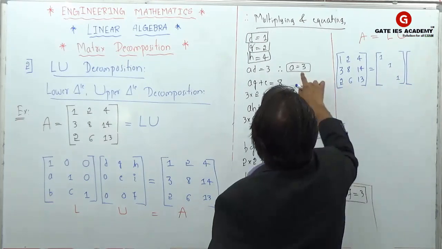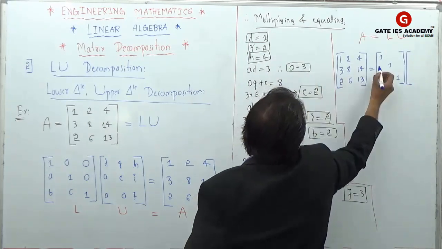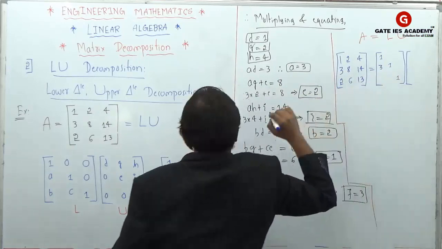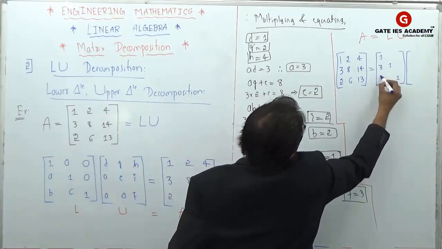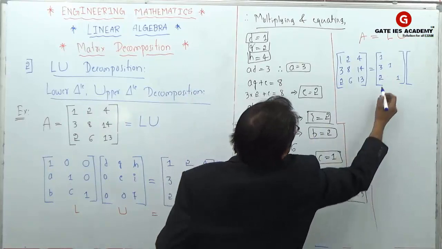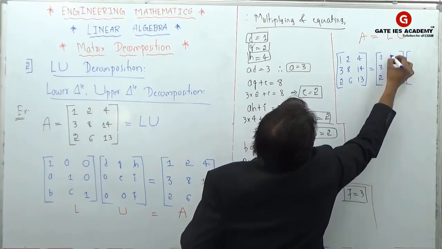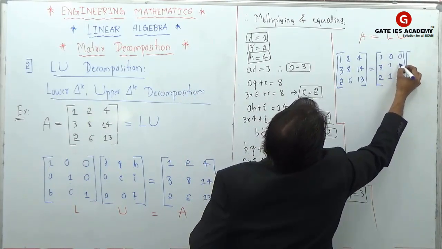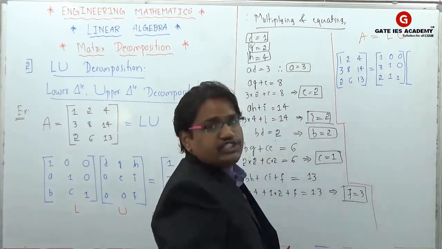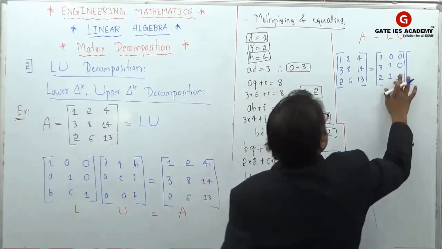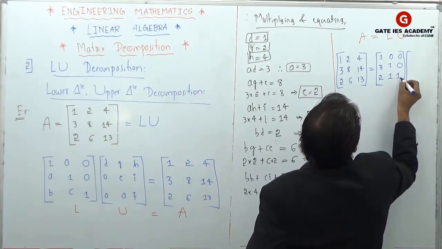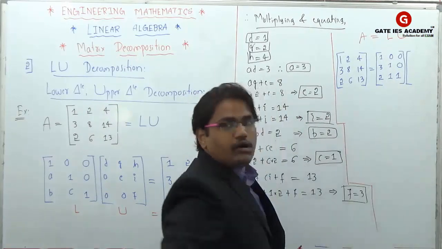What are the ABC values? A equal to 3, B equals to 2, C is 1. So this is the lower triangle. And what is the upper triangle?